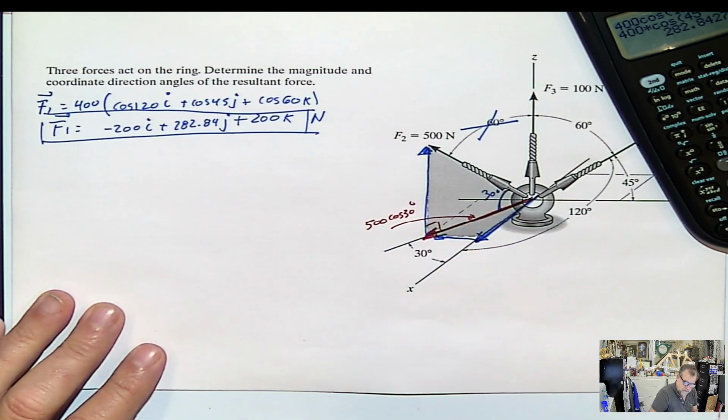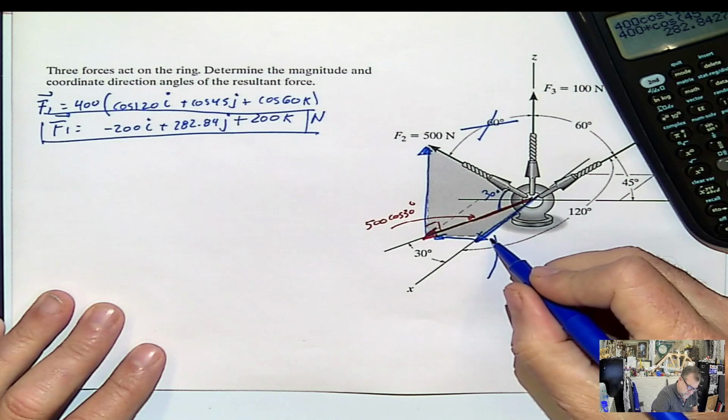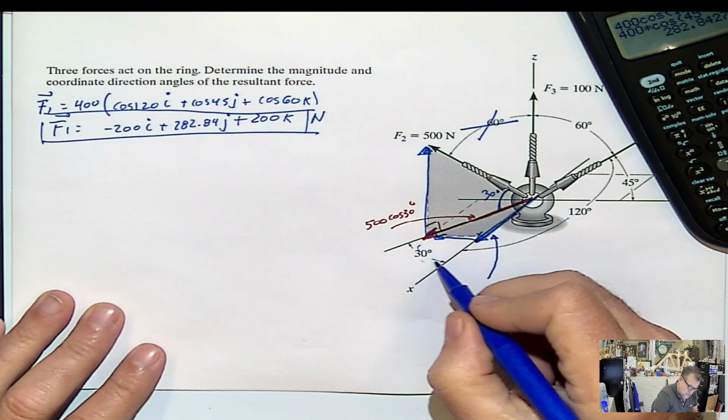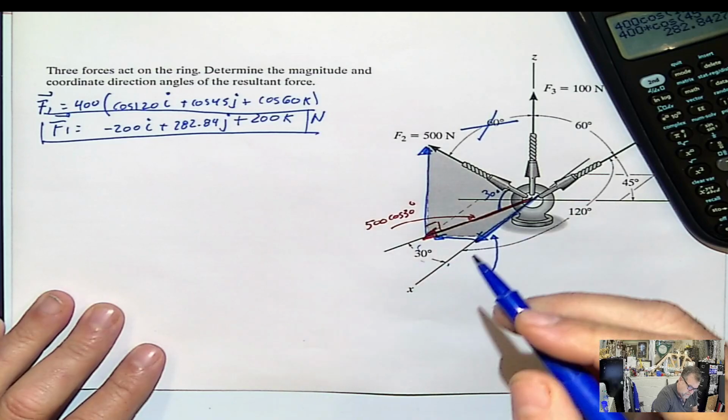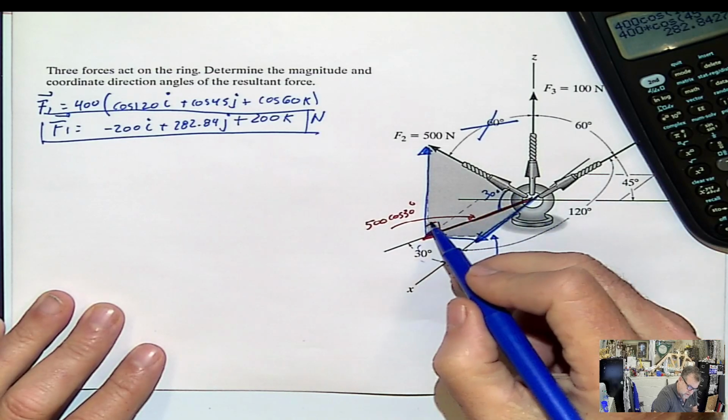But now, if you need to project that over the x-axis, right here, this is another 30 degrees. There are two different 30 degrees. This 30 degree is because of that.